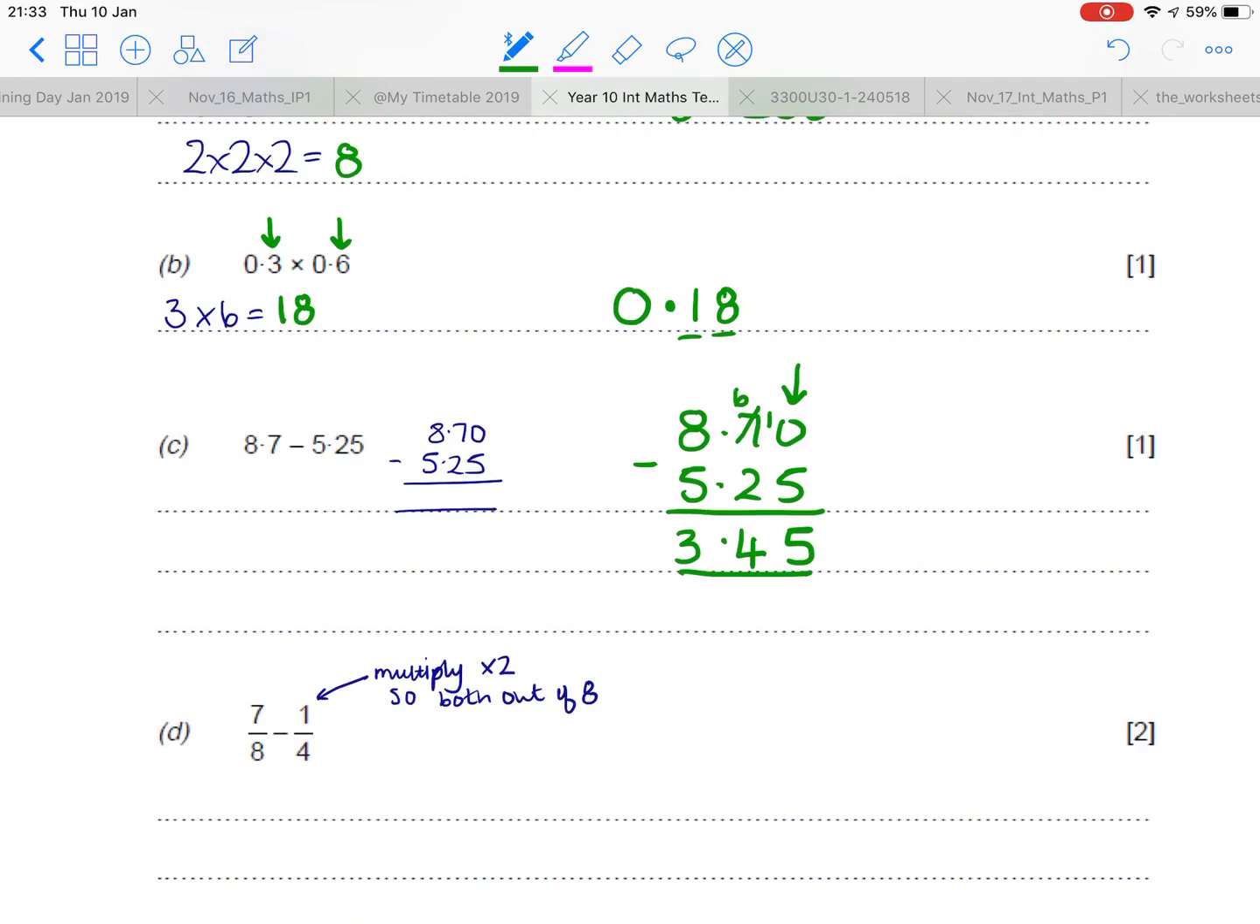And on the last part, these fractions need to have the same denominator before you can actually subtract them. That one's already 7 out of 8. So if I double this one, top and bottom, to have a 2 out of 8, and I can take them away.